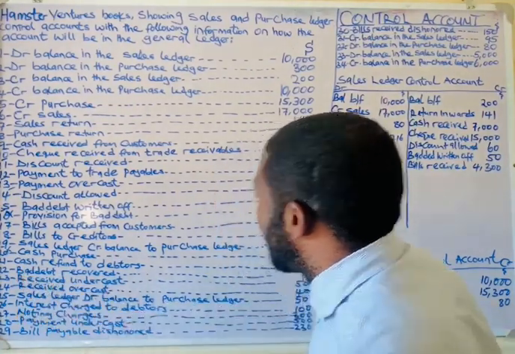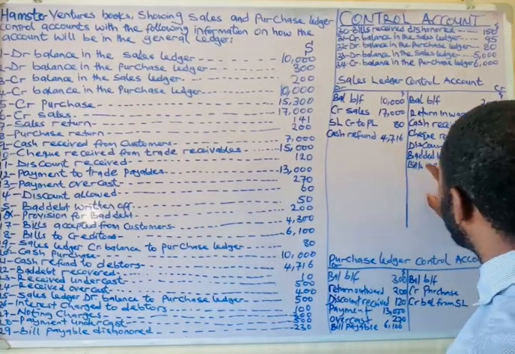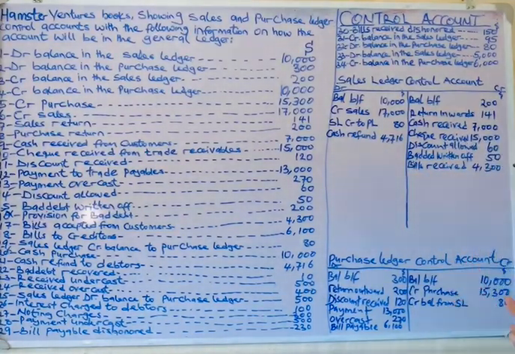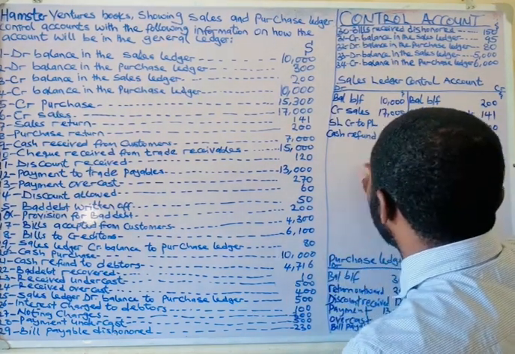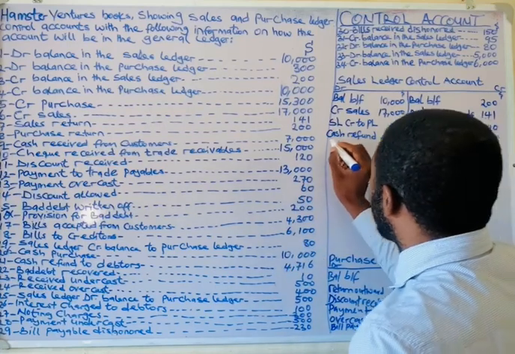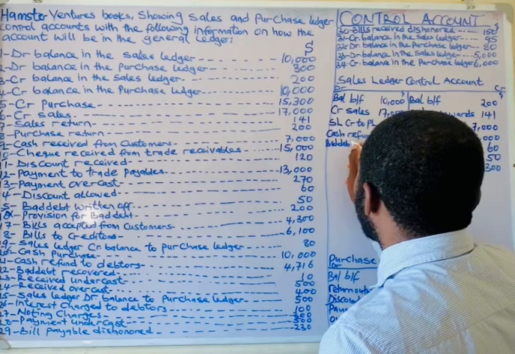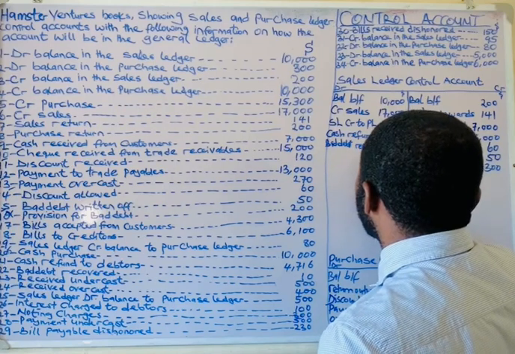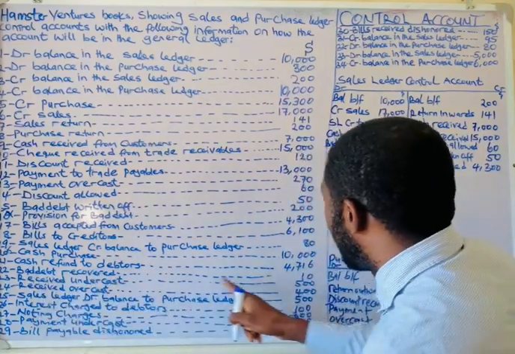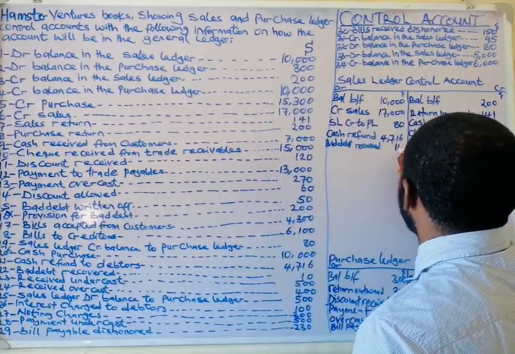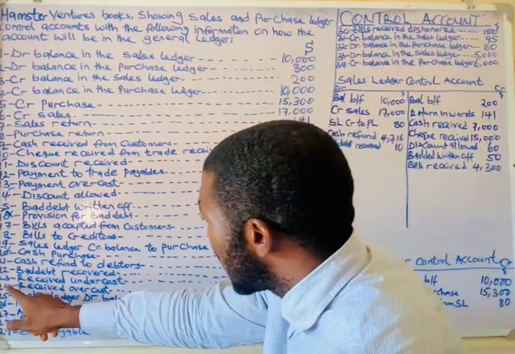Then bad debt recovered. You recover the debt, so it will add to this balance because we've already written the bad debt off, but now we have recovered it, so we add to this balance at our debit side. You say bad debt recovered, and the bad debt we recovered is $10. Very simple. So now we go to the next item.